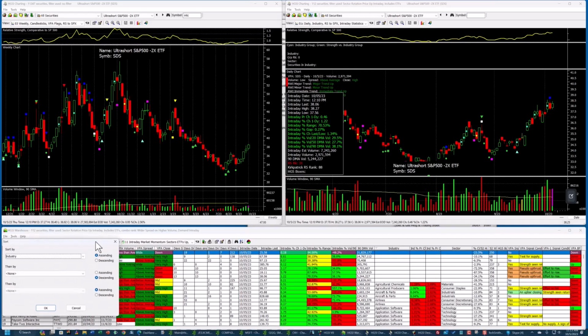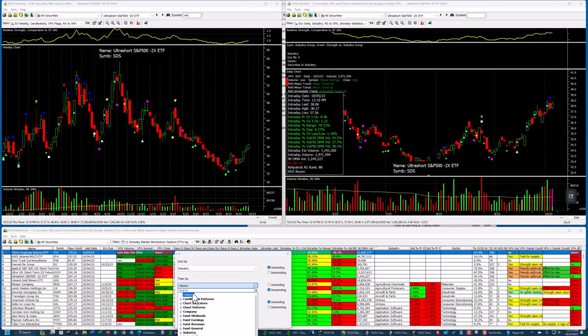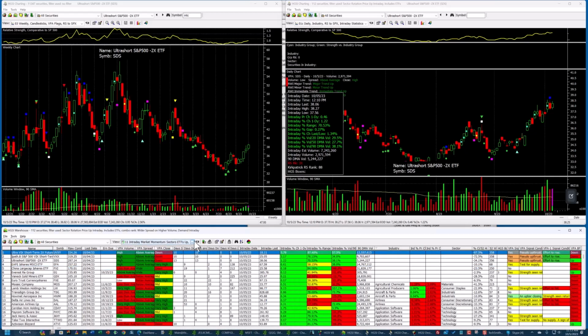What I'll do is I'll bring up a resort and just type in raw combo rank, and what it's doing is applying the demand combo, the Wyckoff demand combo, to the ETFs. My primary sort is industry. I'm just looking at the ETFs here, and I want to see which is most in demand, and you can see right here that these are lining up according to the demand of the ETF based upon the Wyckoff combo.